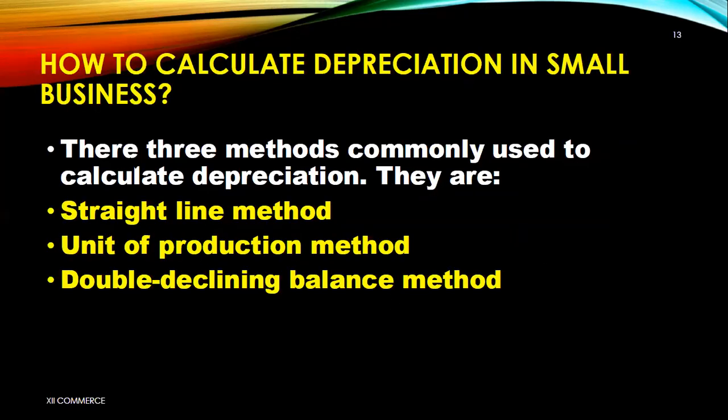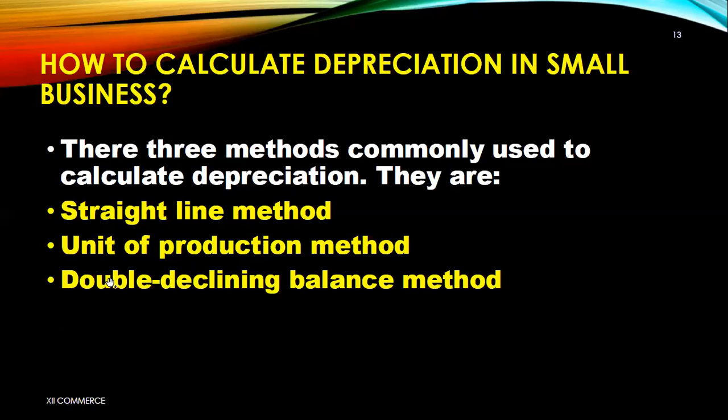Then, how to calculate depreciation in a small business? I am letting you know in today's class, as it is the first class of this lecture. We have 5 methods, but today I'm discussing 3 methods with you. Number 1 is the straight line method. Number 2 is unit production. And number 3 is the declining balance method. We can call it double declining also, but we use the words declining balance method, or diminishing method. Here we can use the two words.